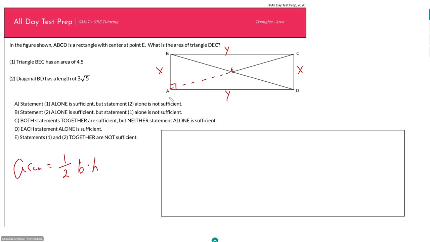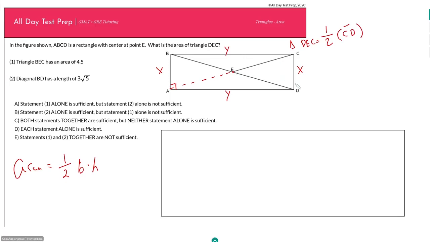Now they were asking here for triangle DEC. So we said that is this guy here. And so if we say CD, this guy here is the base. So we're looking for the area of triangle DEC. That should be 1/2 CD. We said it has a length of X times the height. So what would the height be?